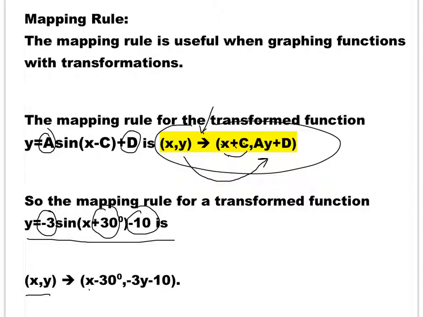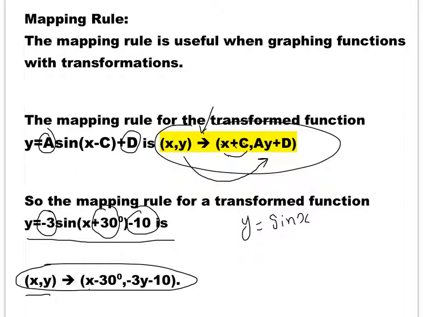This means that if I have any point on my base function, I can find the transformed point when I graph it using this mapping rule. Now, before I show you the answer, we know that the base function for the sine transformation is always y equals sine x. Tell me, if x is 0, what is the y value using this equation? y equals sine 0, which is going to be 0.